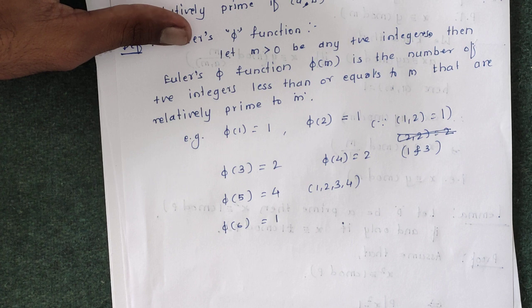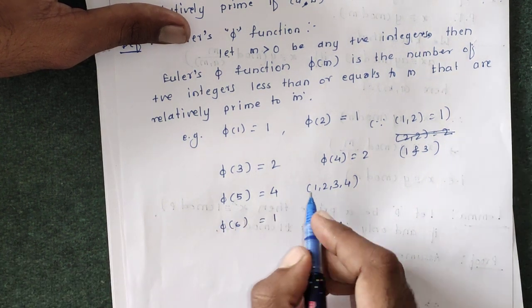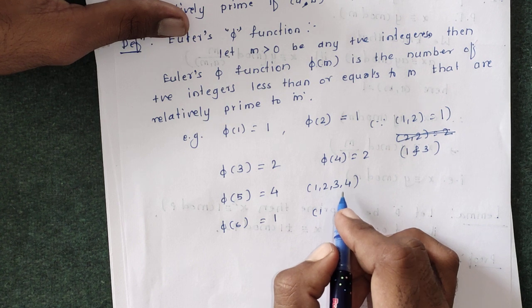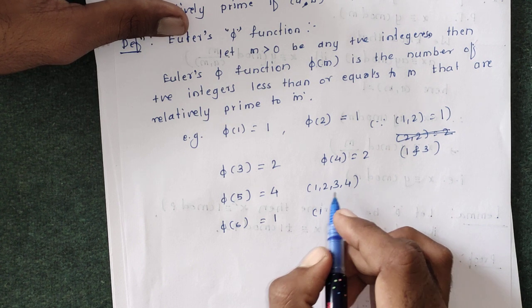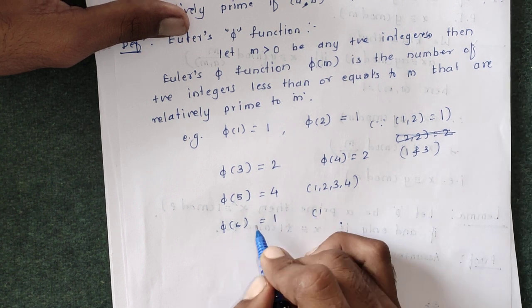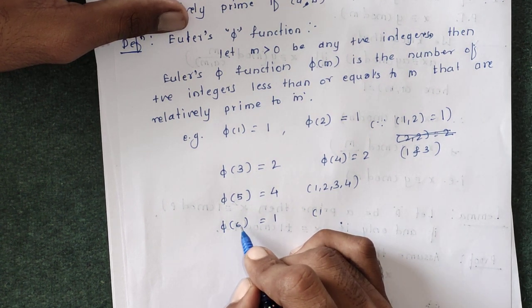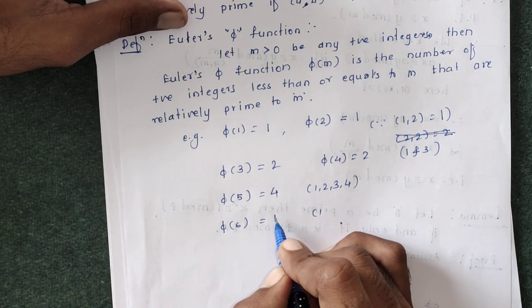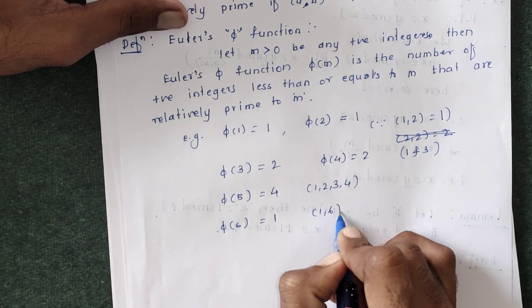Therefore only 1 is the number which is relatively prime to 6. So the one more number remaining is 5, since there are 5 integers less than 6 and greater than 0. So 1, 2, 3, 4, 5. GCD of 1 and 6 is equal to 1.